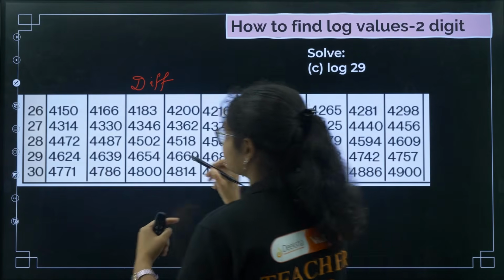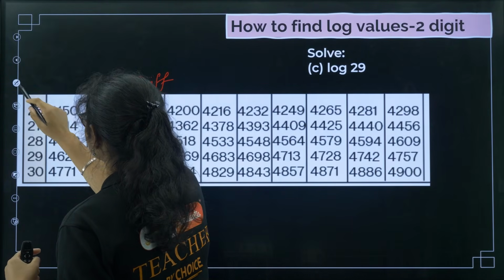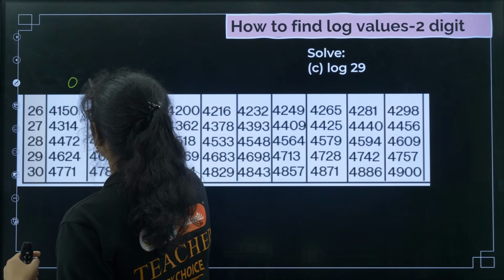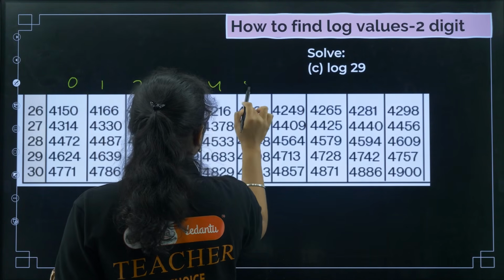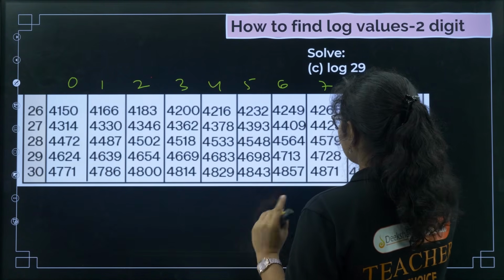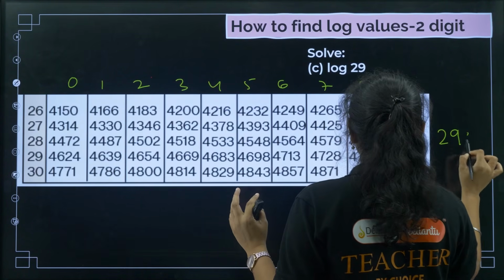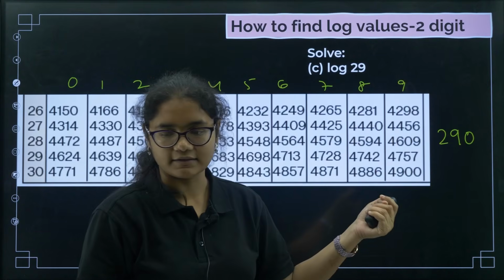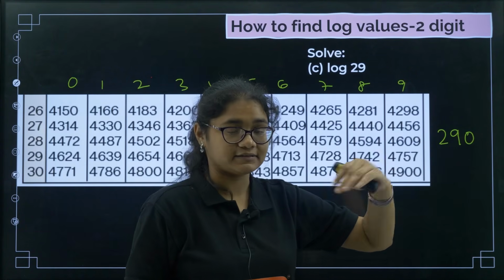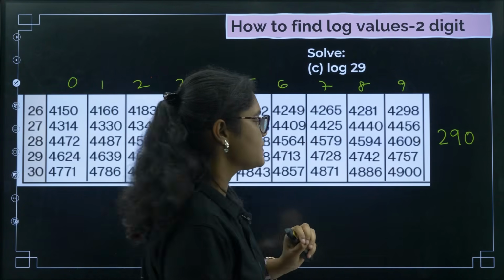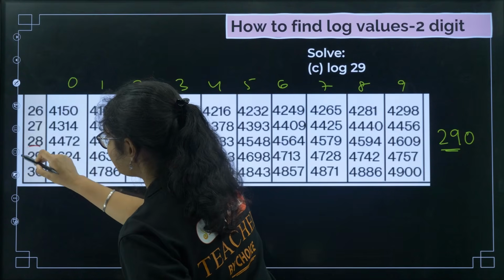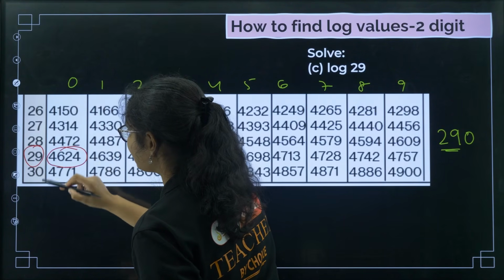Now in this main difference table we have 0, 1, 2, 3, 4, 5, 6, 7, 8, 9, right? If only 29 is there and after that no digit, you need to imagine it as 290. So the first two digits, 29, I take from here, then this is 0, so what is this value?